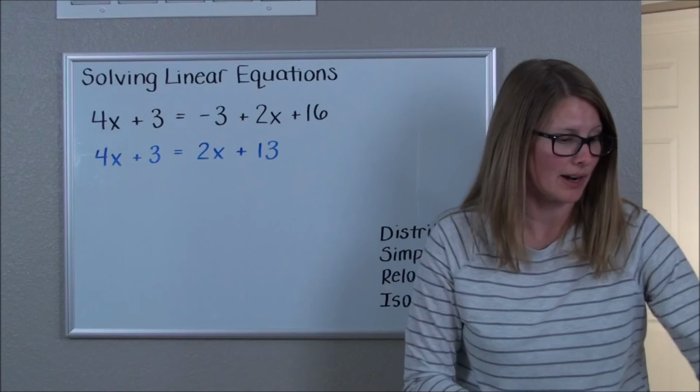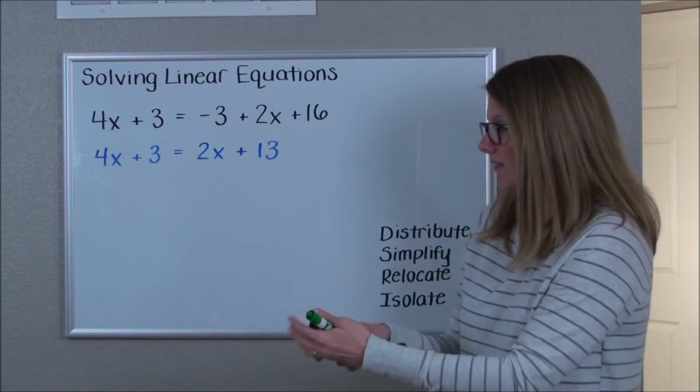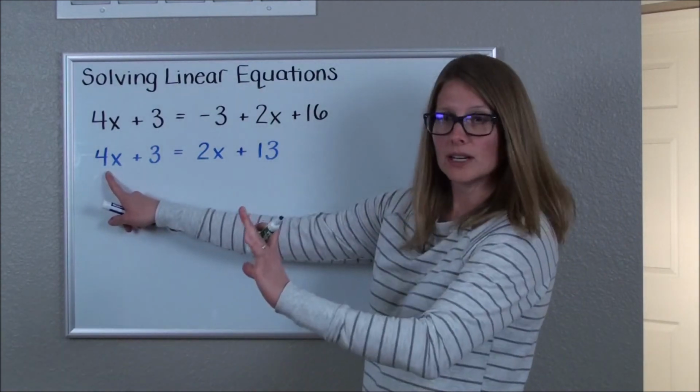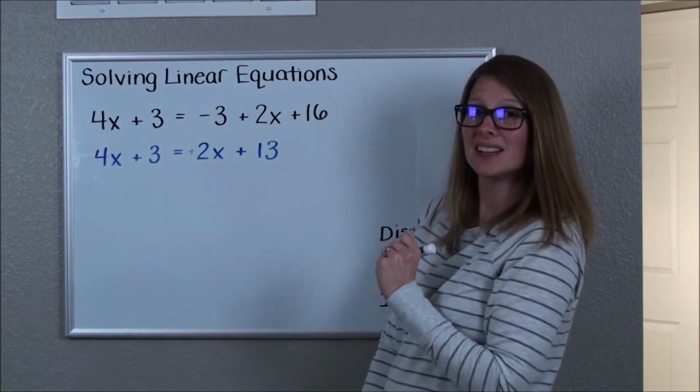Now comes the fun part. Now is where we relocate terms. So I'm going to put my letters on the left. So the 4x is fine where he's at, but the 2x needs to move. Right now, he's technically a positive 2x.